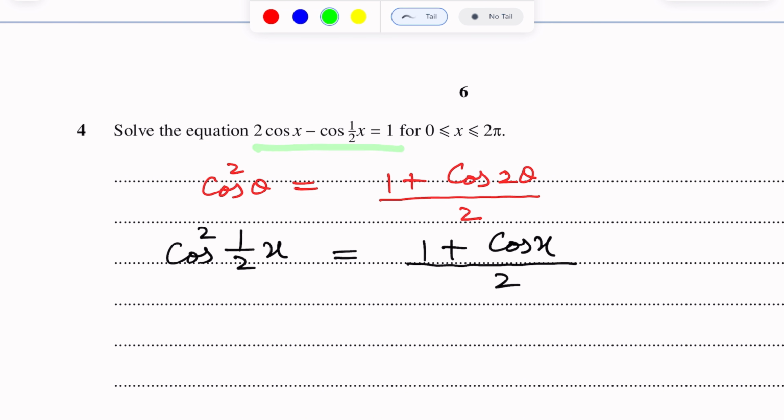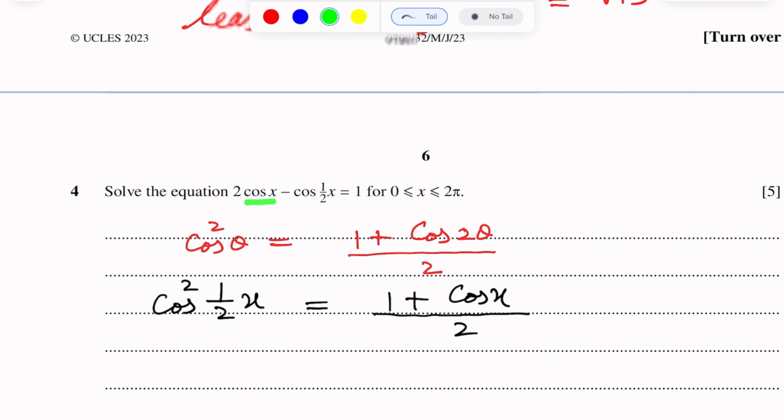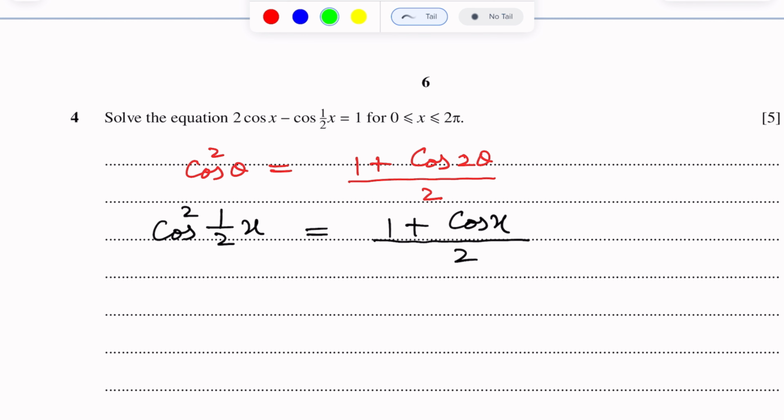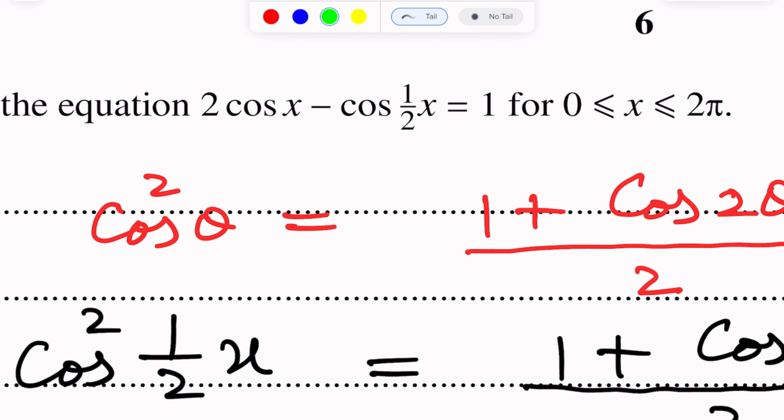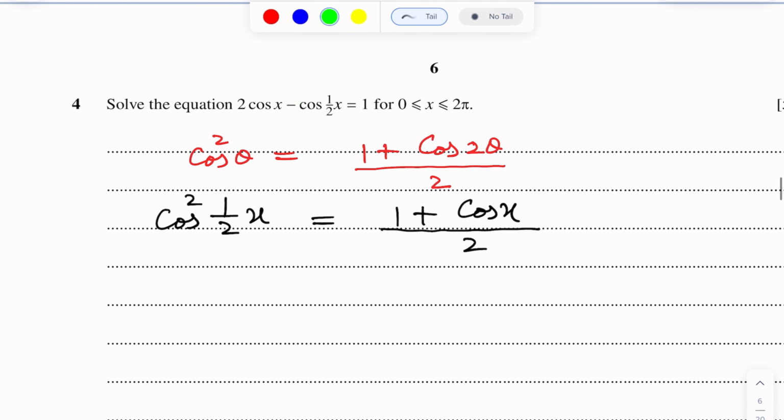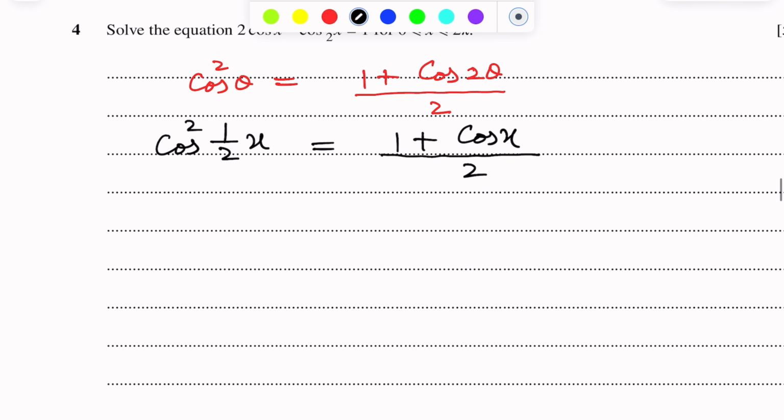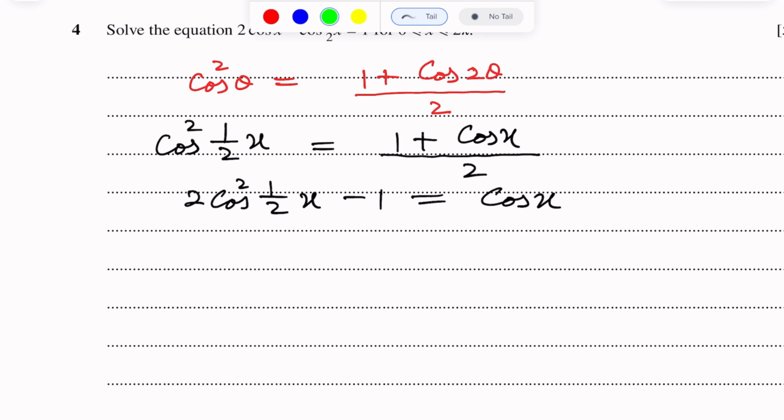So putting here the value of cos (1/2)x, or simply we can say cos x. We are making cos x the subject from here, because we have to make cos x in terms of cos (1/2)x. So by cross multiplying we will make cos x the subject. This becomes 2 cos square (1/2)x minus 1 is equal to cos x from this equation.